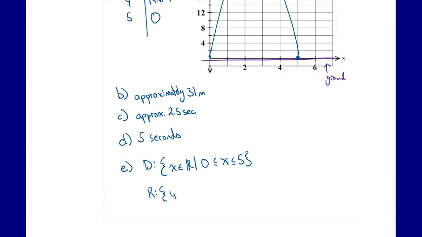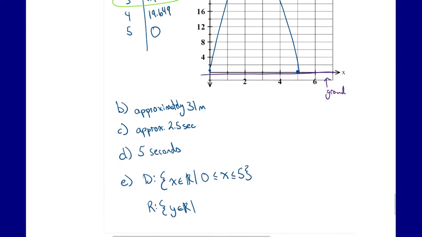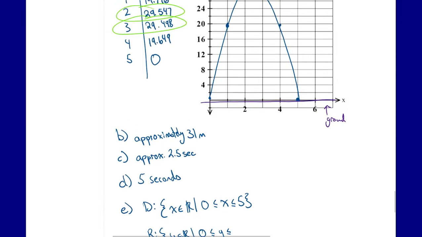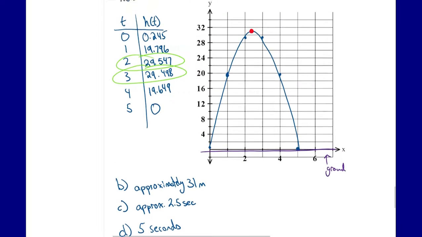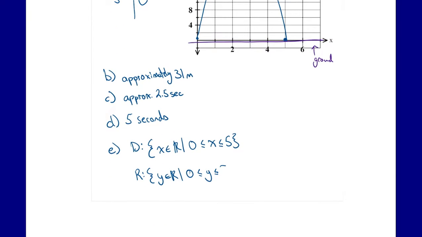For our range, again, same thing, y is any real number, such that, and then we look at the heights. What are the possible values for height? Well, we have 0 as our lowest when it comes back down and hits the ground. And then our highest is the highest peak, or the vertex of this pathway, which would be by looking at this, 31. And that's the domain and range.